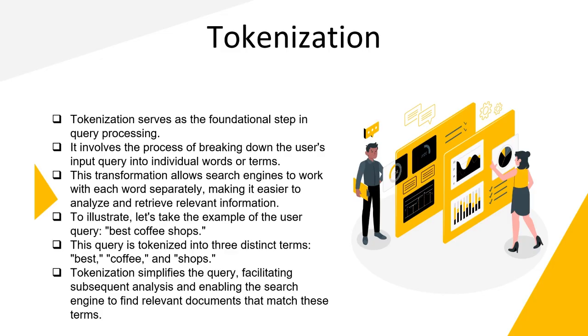Let's start with the very first step, which is tokenization. Imagine it as the gateway to your search engine's treasure trove. Tokenization is all about breaking down your query into individual words or terms, making them more manageable. For example, the query "best coffee shops" gets transformed into three distinct terms: best, coffee, and shops. It's like breaking a complex code into its individual components.